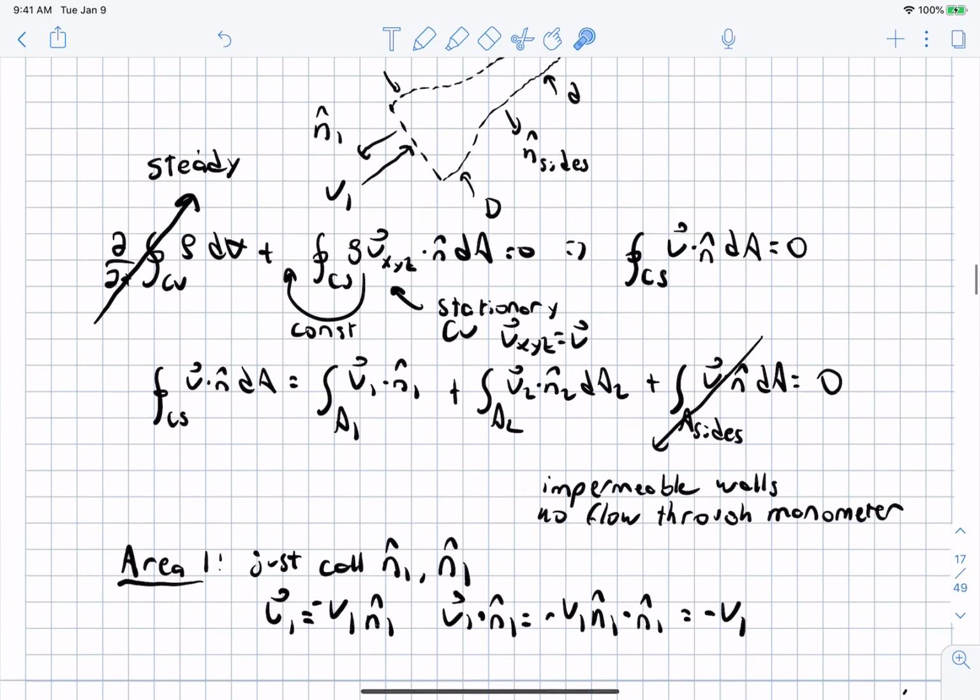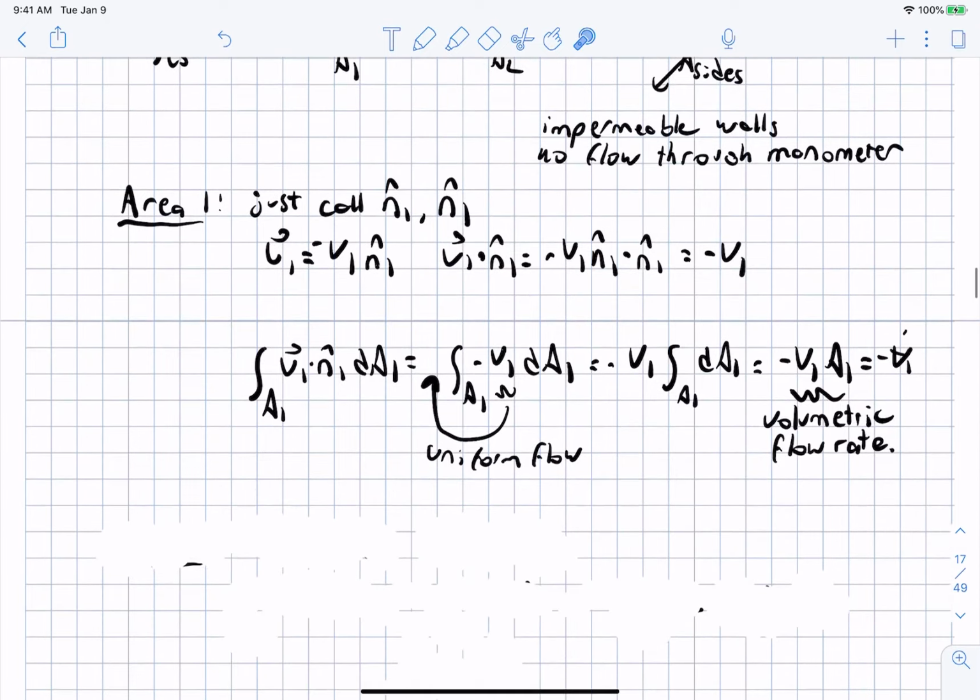because n hat and the velocity vector are pointing in opposite directions, which means that flow is going inside of the control volume through that portion of the control surface.